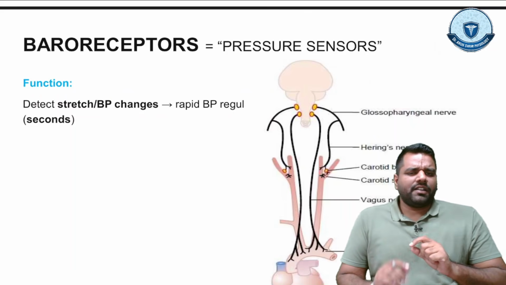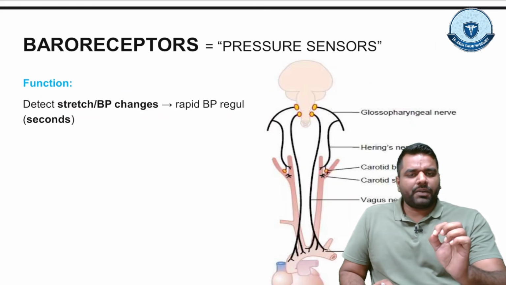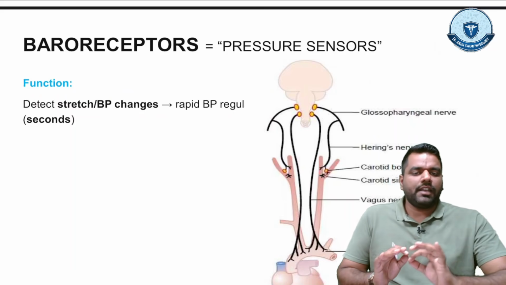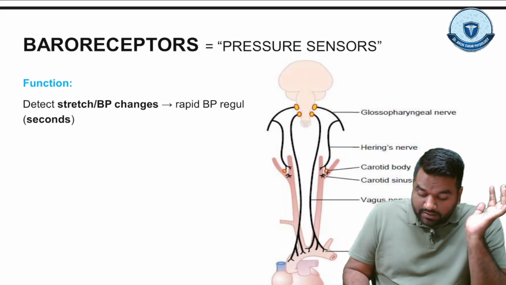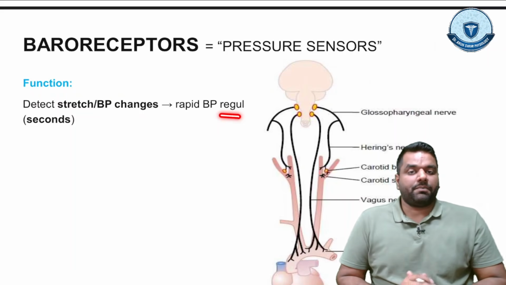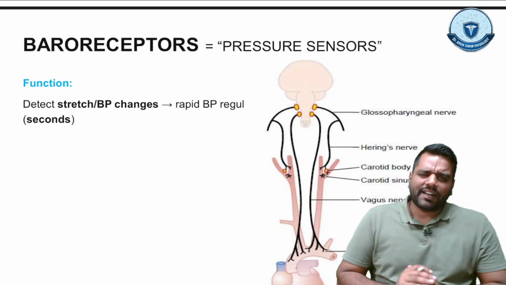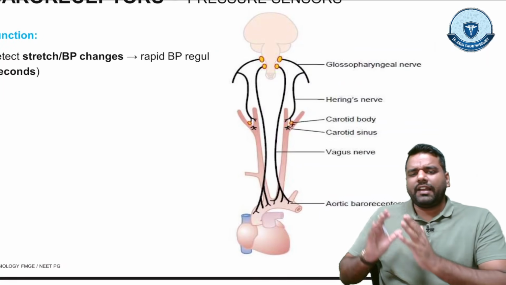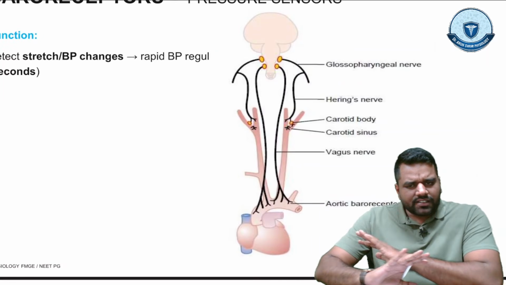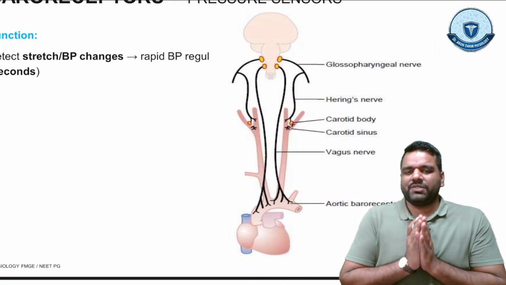This baroreceptor functions very rapidly. They immediately identify the pressure, they immediately fire, and they immediately bring changes in the pressure. That's why they are known as rapid BP regulation receptors. What do we call this? Rapid BP regulation receptor, and they act within seconds. Please pay attention, like the chemoreceptor, both are sisters of each other. You can remember it like this, both are sisters, right?